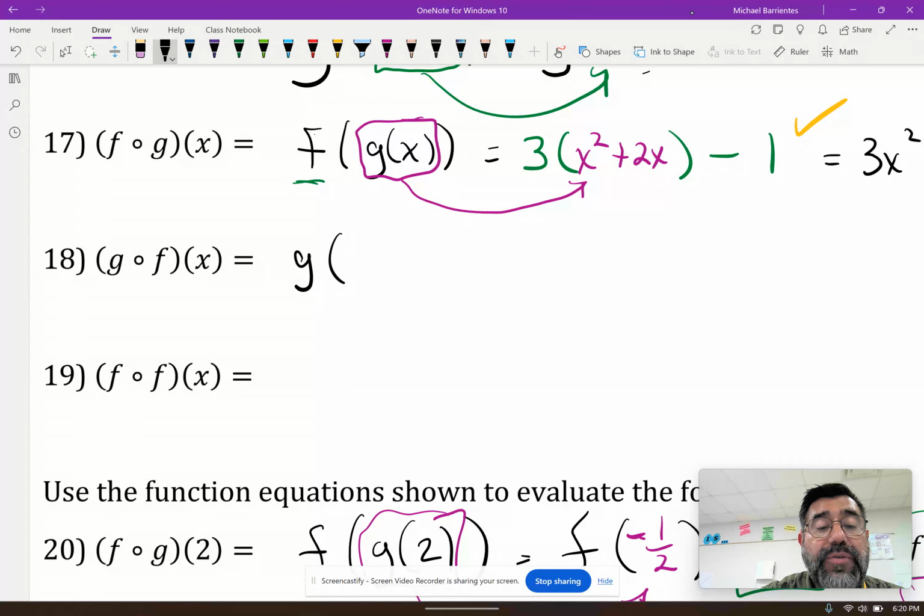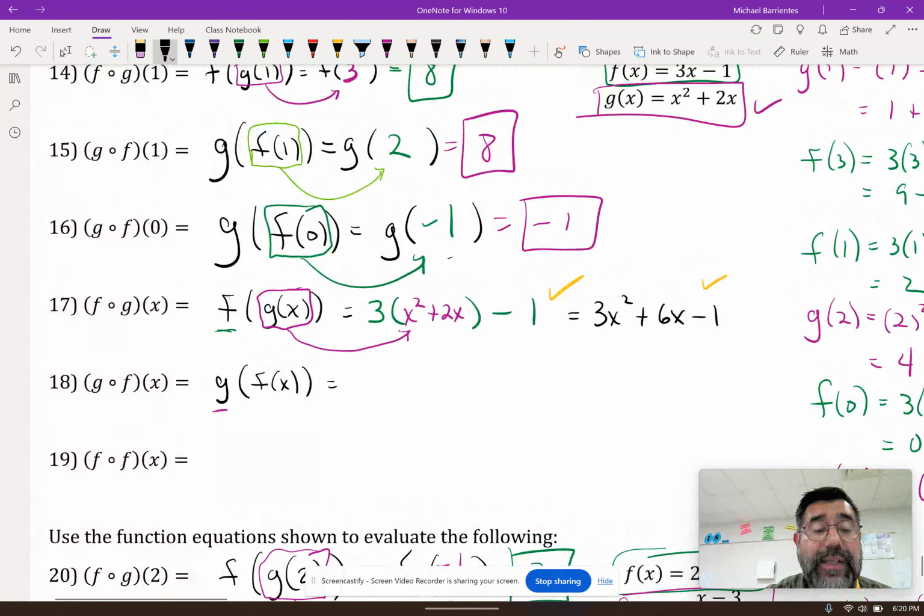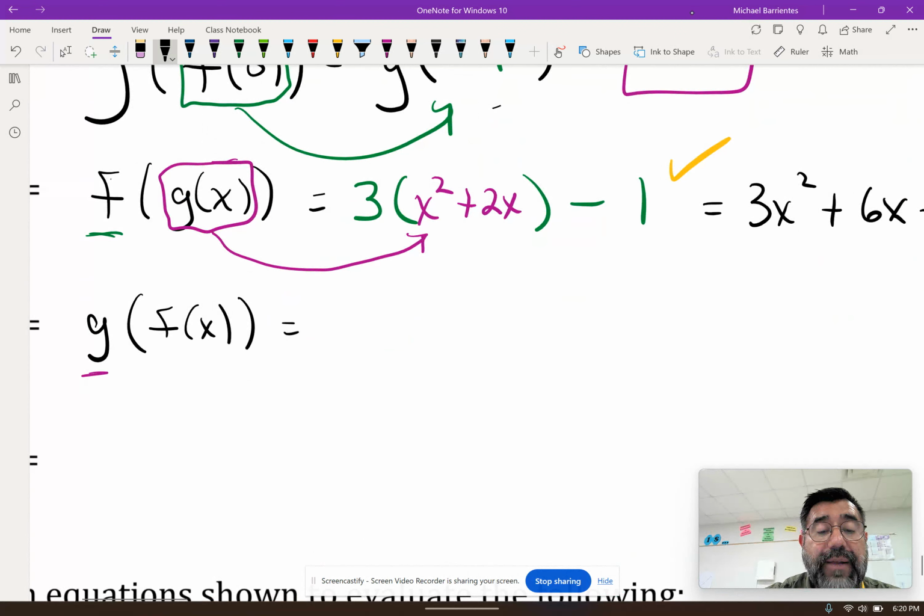G composed with f of x. That's what this symbol means, right? So what we're going to do is take the outside function and create a blueprint, or a shell, of what we need. The g function says take your input, square it, plus 2 times your input. X squared plus 2x. Your input squared plus 2 times your input. So I'm going to do that. My input squared plus 2 times my input.